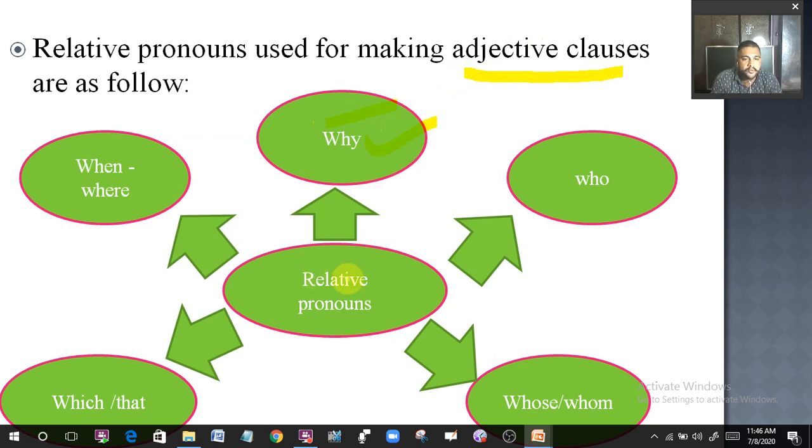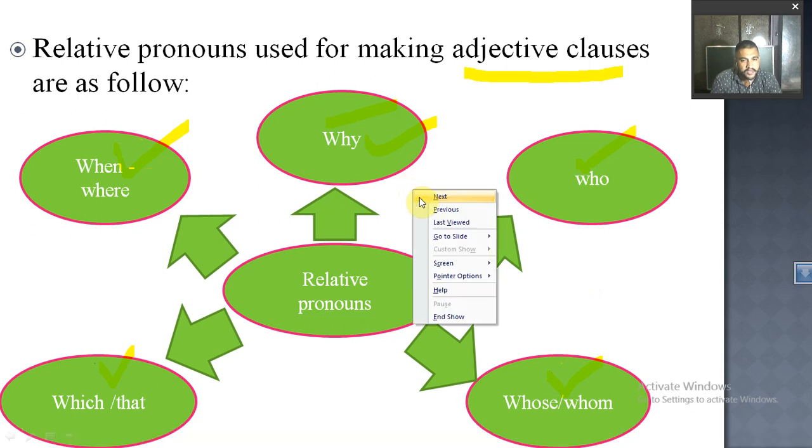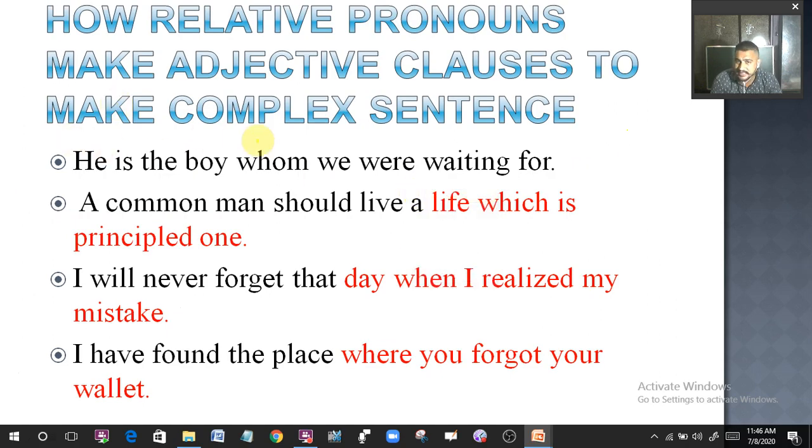Okay, now here you can see that why, when, where, which, that, who, whose and whom can all be used to make the adjective clause. How these can be used, let's see that. Now here you can see the examples of how relative pronouns make the adjective clauses to form a complex sentence.